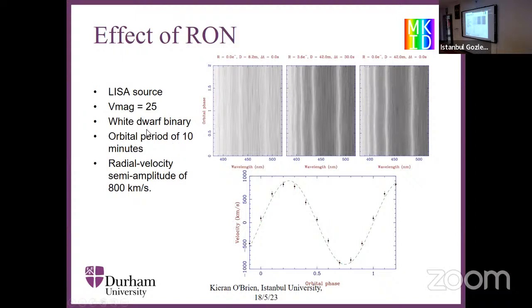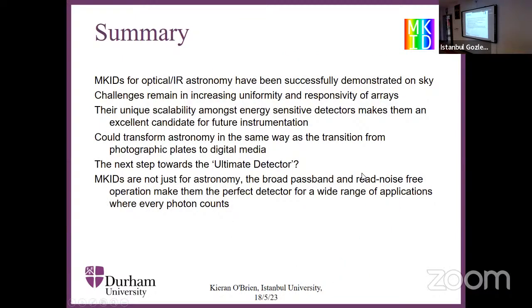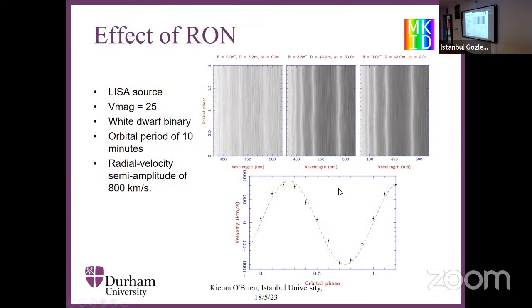And you can see here that realistically, you won't be able to do any of this on an 8-meter telescope. Even on a 38-meter telescope with read noise it becomes challenging, and you really need the additional timing of no read noise. And then, finally, this is the S-wave, the radial velocity curve you can use to determine the binary parameters, just as we used to do back in the day with FORS.